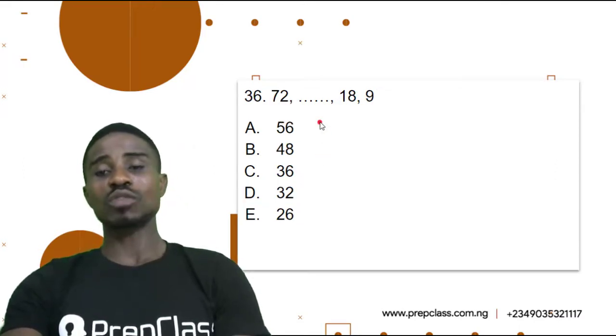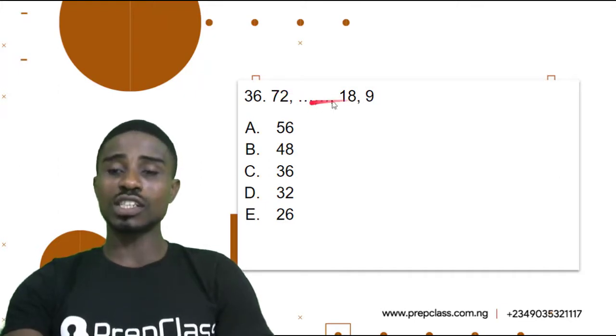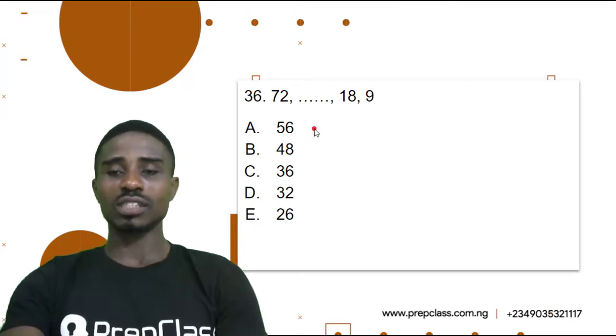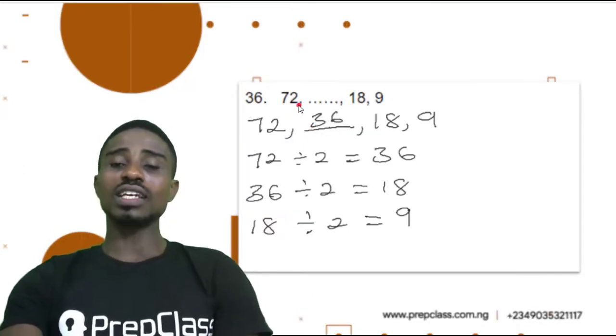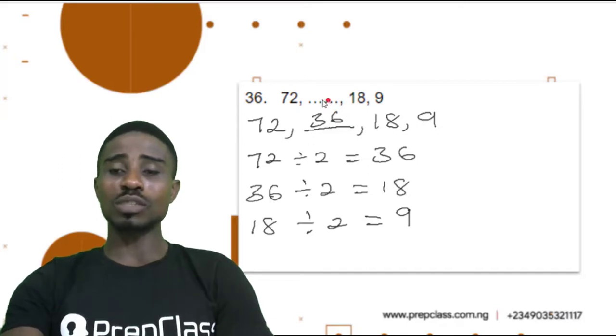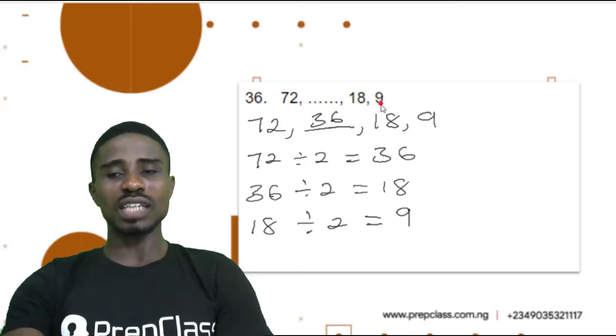All right, let's move on to the next one. Question 36. So how do we get this missing space? We still need to study this sequence and see what our answer actually is. Okay, let's look at how to get it done. Now, if you look at this, we have 72, we have a space, 18, and 9. So how do we get this missing number? Let's try out these two. 18 and 9. It basically means if I divide 18 by 2, it will give me 9. So 9 times 2 will give me 18.